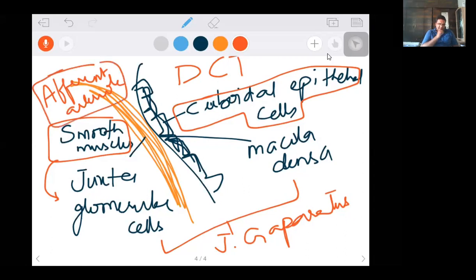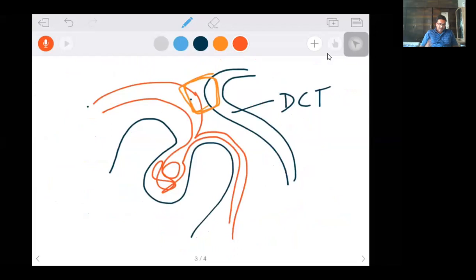The smooth muscles of the afferent arteriole are called juxtaglomerular cells. Cuboidal epithelial cells of the distal convoluted tubule are called the macula densa. Okay, so macula densa and juxtaglomerular cells are collectively called the JG apparatus. That means if you see here, this is the cuboidal epithelial cells, and these are the smooth muscles of the afferent arteriole. This particular box is said to be the juxtaglomerular apparatus.